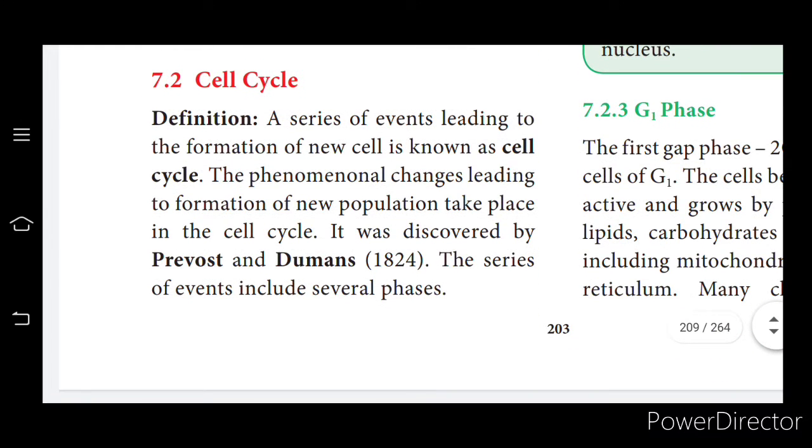Okay, so the cell cycle definition, this is an important definition. A series of events leading to the formation of a new cell. So there are various steps, and after all these steps only, a new cell will be formed. That is what is meant here. A series of events leading to the formation of a new cell is known as the cell cycle. The phenomenal change leading to the formation of a new population takes place in the cell cycle. It was discovered by Prevost and Dumas.